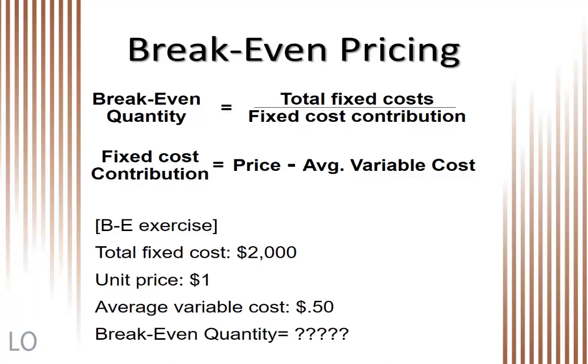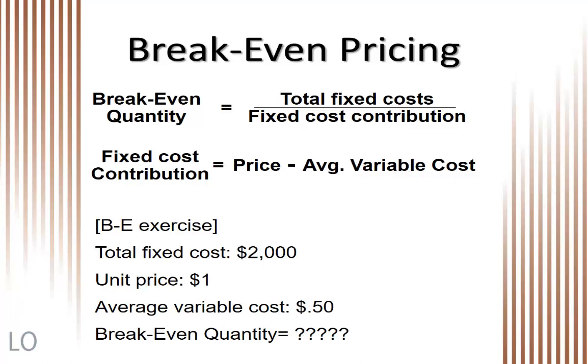Sometimes, however, it is hard to know whether a cost is fixed or variable. Furthermore, simple break-even analysis ignores demand. So there's an exercise as well. For calculating the break-even quantity, the total fixed cost is divided by the fixed cost contribution. And the fixed cost contribution can be calculated by selling price minus average variable cost. So there's an exercise here.